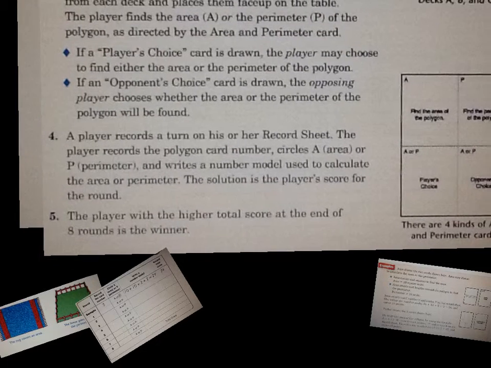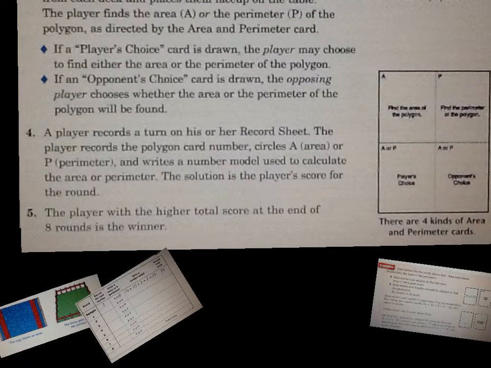A player records a turn on his or her record sheet. The player records the polygon card number, circles A, area, or P, perimeter, and writes a number model used to calculate the area or perimeter. The solution is the player's score for the round. The player with the higher total score at the end of 8 rounds is the winner.